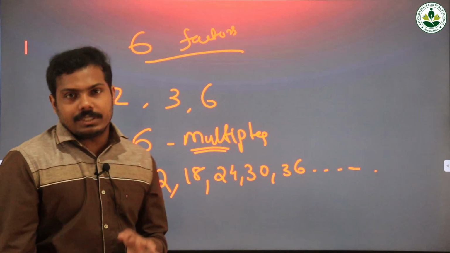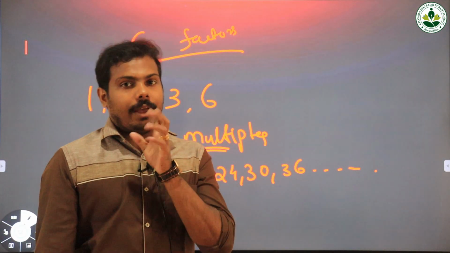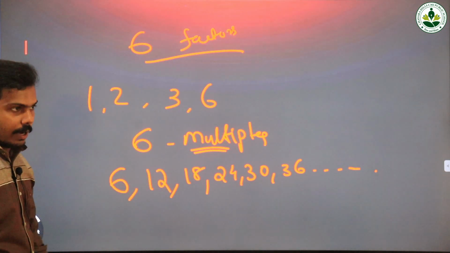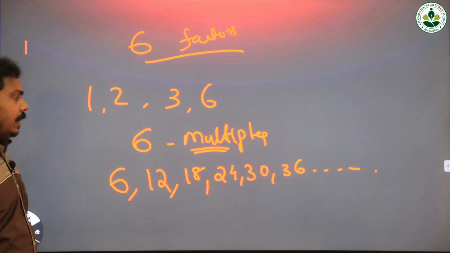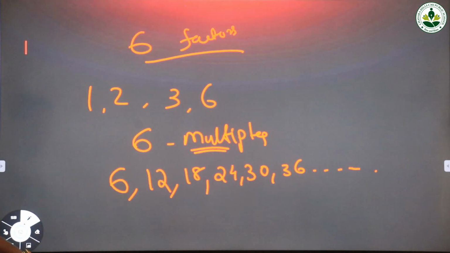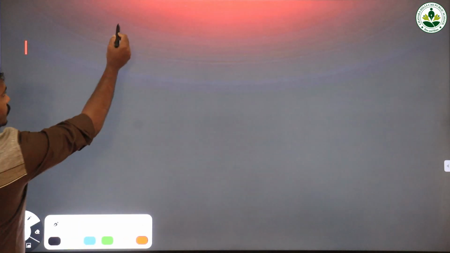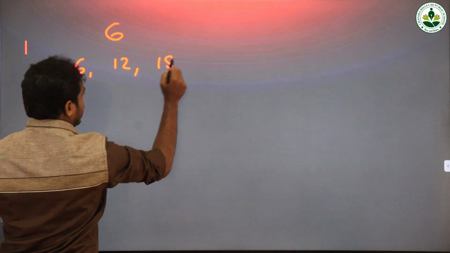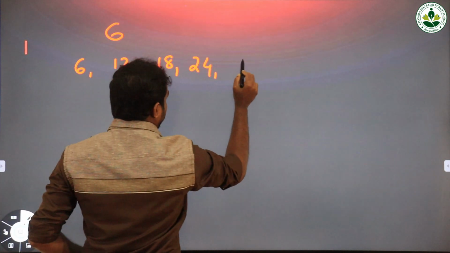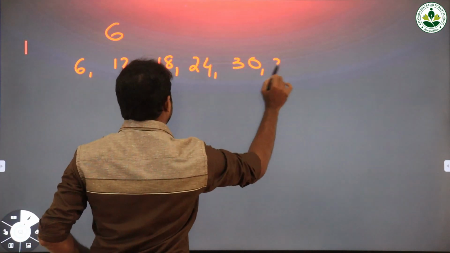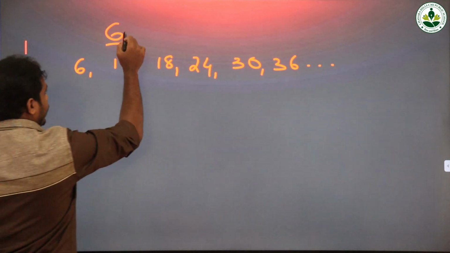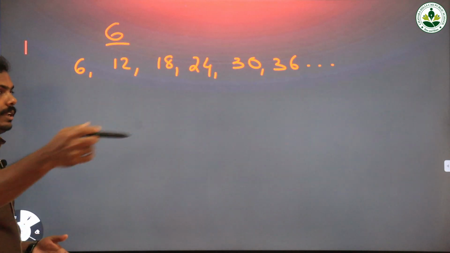So today we are going to discuss multiples of numbers. In the previous classes we discussed factors. Now we are going to discuss multiples. Multiples of 6 are 6, 12, 18, 24, 30, 36, etc., up to infinity. How will you get the multiples of a number? Multiply the given number with 1, 2, 3, 4, 5, 6, 7, 8, etc.